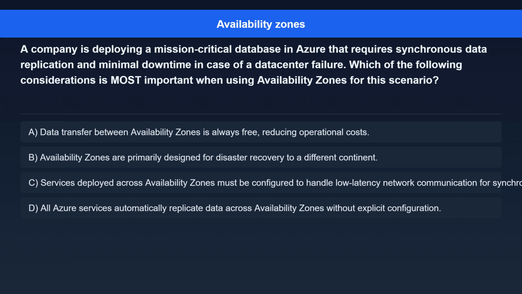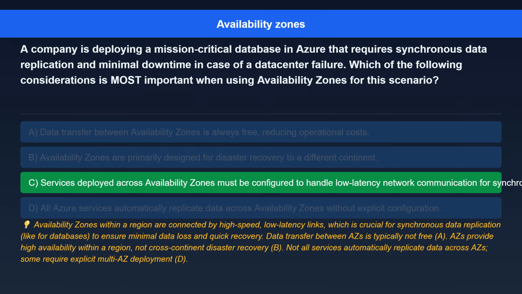Option A. Data transfer between availability zones is always free, reducing operational costs. Option B. Availability zones are primarily designed for disaster recovery to a different continent. Option C. Services deployed across availability zones must be configured to handle low-latency network communication for synchronous replication. Option D. All Azure services automatically replicate data across availability zones without explicit configuration.